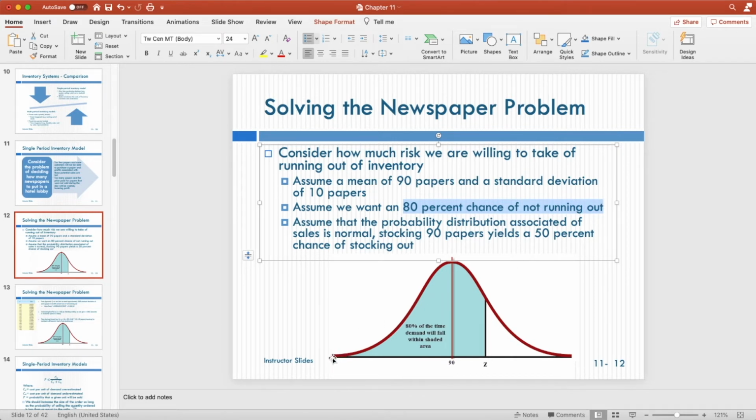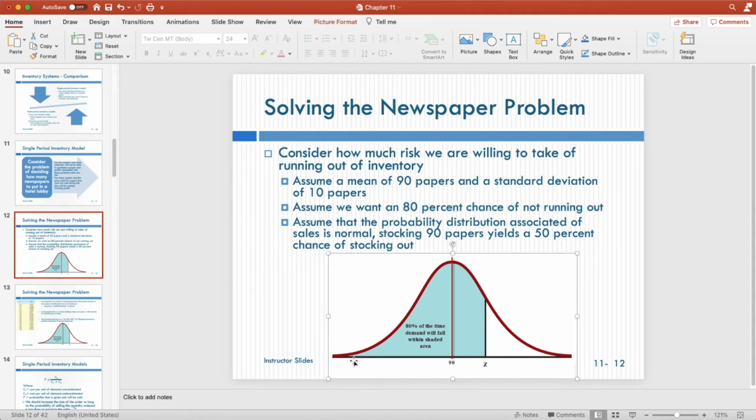Since this corresponds to an 80% chance of not running out, within the normal distribution, from the most left-hand side to the middle, this area represents 50%. But what we want is not 50%. What we want is 80%. Then we have to continue to move to the right-hand side, to this small z value.